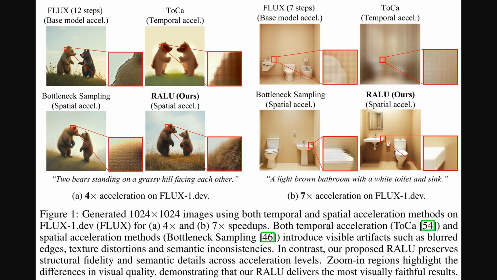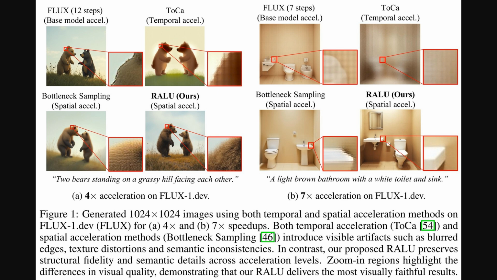Alright, and this first figure really shows what I mean. It compares the new method called Region-Adaptive Latent Upsampling, or RALU, against other techniques. These methods speed up image generation using either temporal acceleration, which is about reducing the number of processing steps, or spatial acceleration, which works on lower resolution data.